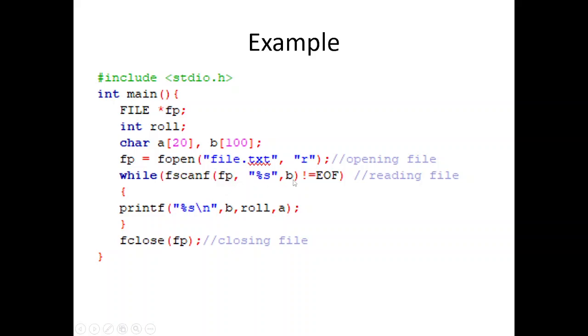So on success, it will not return end of file. On failure, it will return end of file. So if it is success, in the console, it is going to print the string that was read from the file, right?